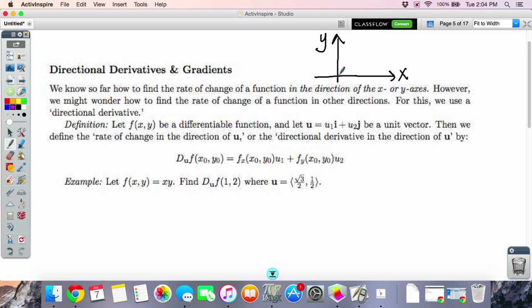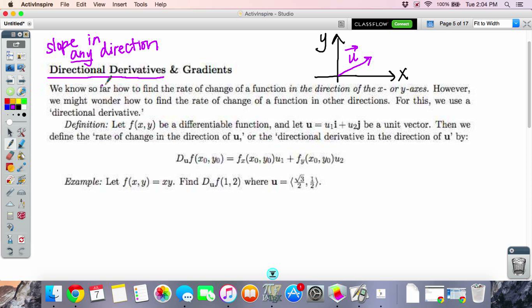But you might be wondering, what happens if I look in this direction? What if I give you a vector in this direction? How can I say whether I'm looking uphill or downhill? And that's exactly where the idea of the directional derivative comes in. The directional derivative allows you to find the slope in any direction. Any direction. You give me a vector and I will give you a slope in that direction.